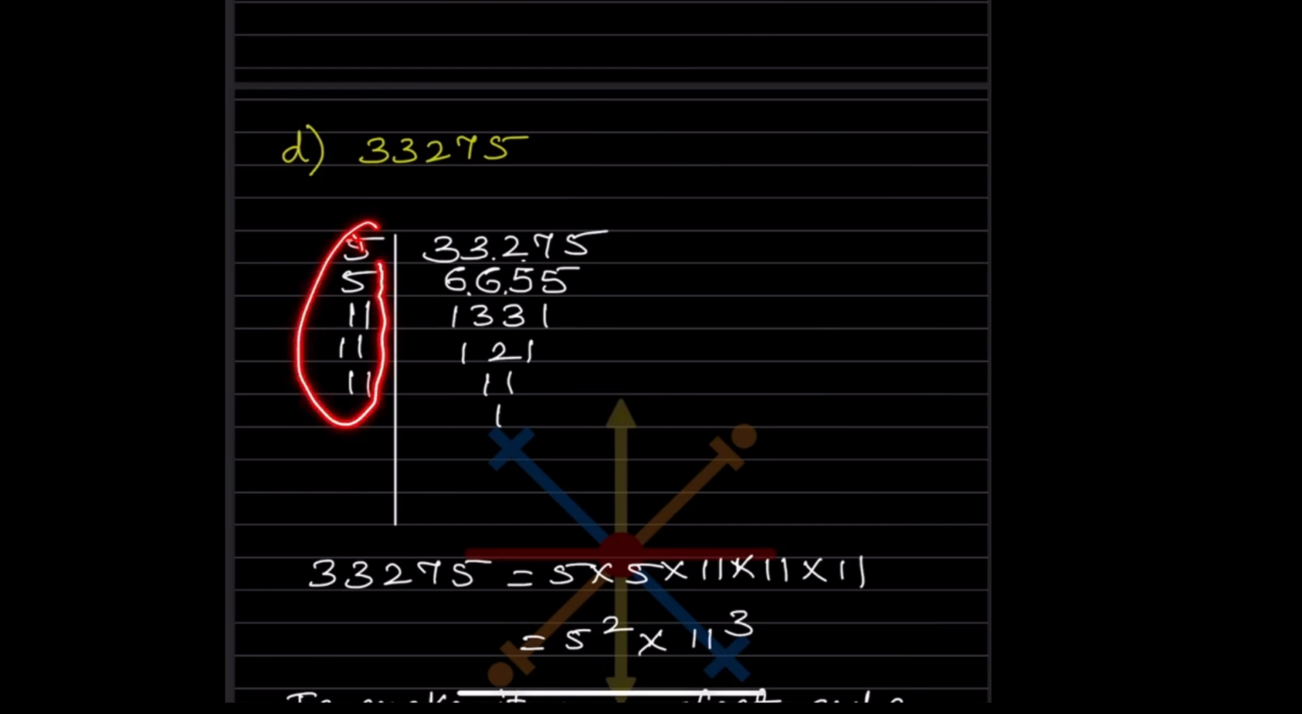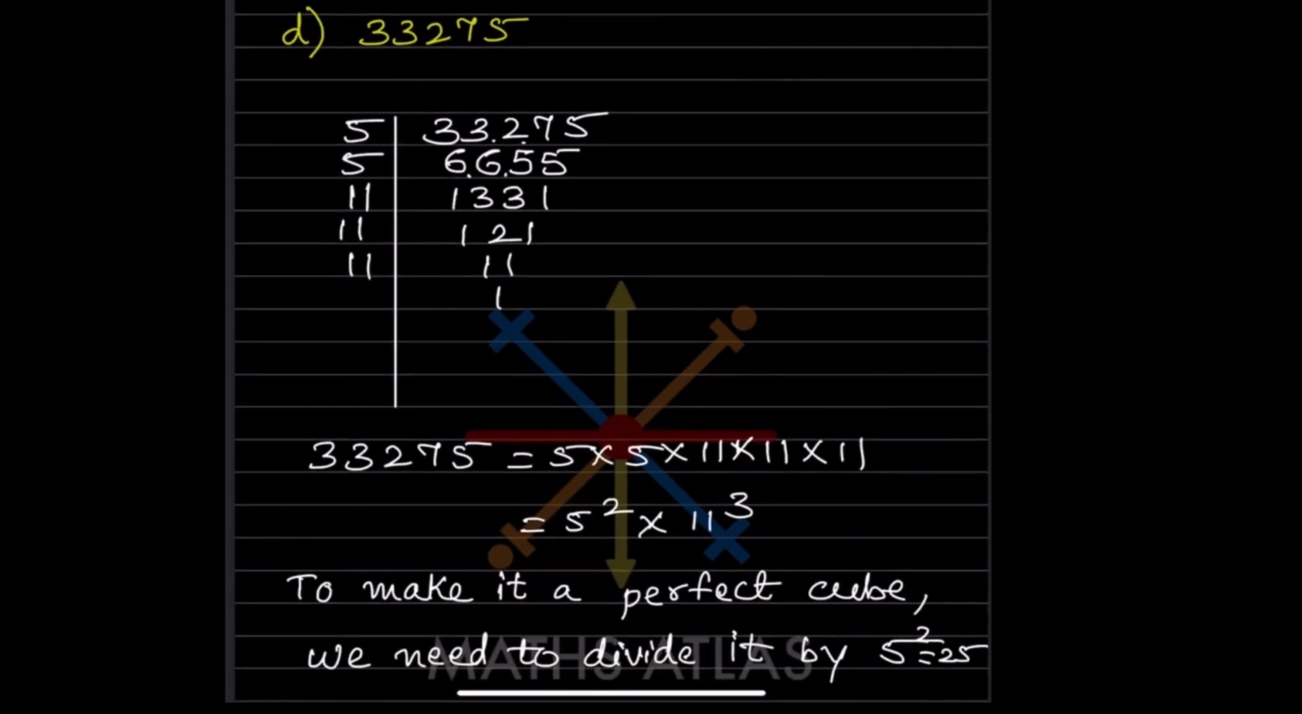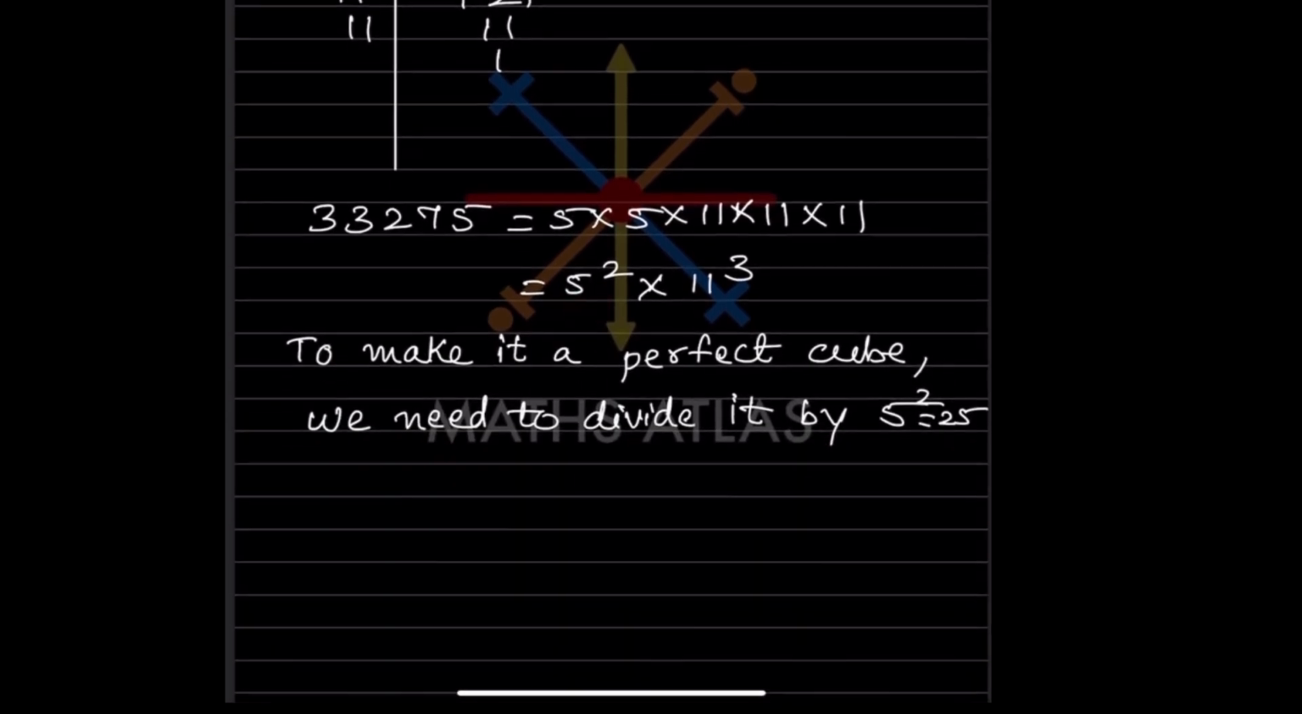Now here, whenever they say you have to multiply, it means you have to put that many numbers and multiply, and whenever it says divide, you have to divide by that particular number. Now see here, this will be 5 square, this is not a cube, so this is extra, so we have to divide it by 5 square, that is 25. Here is already a cube.